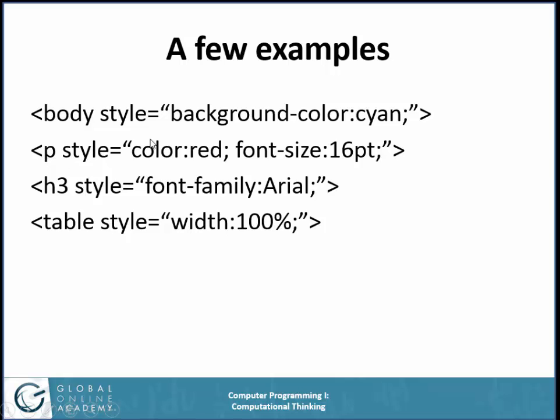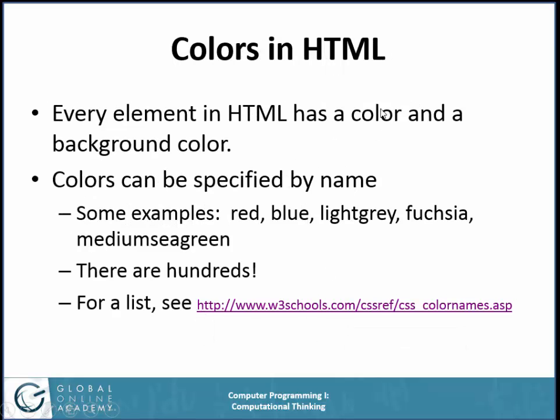We could change the style for a particular paragraph. We could do it by saying style equals color red, font size 16 point. We could change the style of an H3, a heading tag, to font family Arial instead of whatever the default font is on our browser. We can change the style of a table to make it width 100%. That means make the table take up the entire width of a page in the browser instead of just enough room to fit the characters in our table data items. So those are just a few examples. Now let's see how we do some of these.